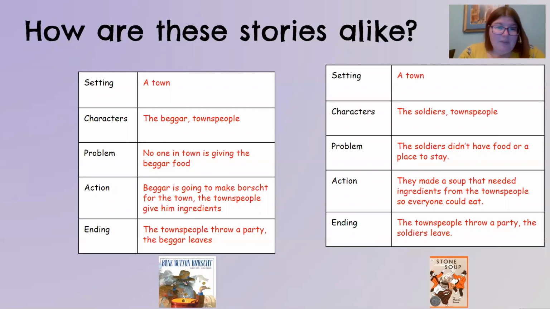The problem, well, that's a little bit different. I could say that the problem was there were people, strangers to the town, that were hungry. The specifics are different. So we could say similarly, the problem was they both had strangers in the town that were hungry. If you had something like that, double thumbs up. Okay, their actions, they both decided to make a soup using the townspeople's ingredients. If you had that, double thumbs up. And at the ending, they both throw a party and both of the strangers leave. Double thumbs up. Okay.